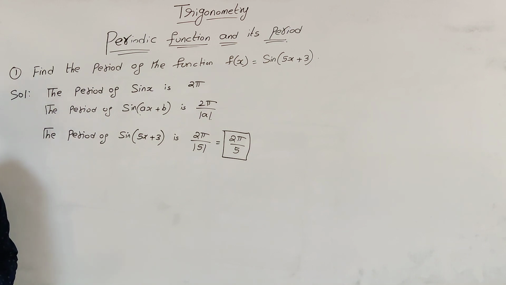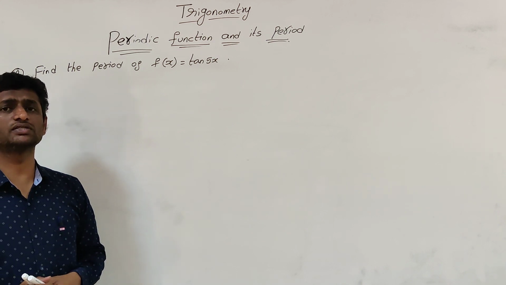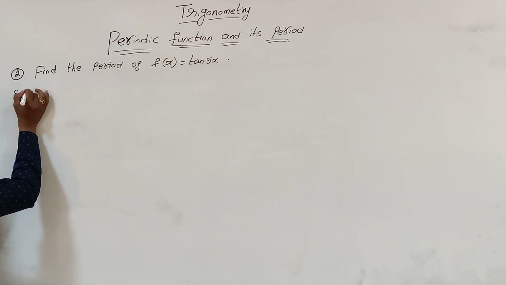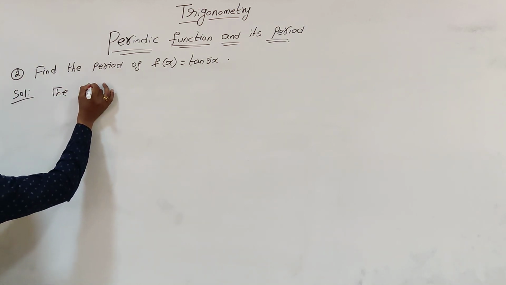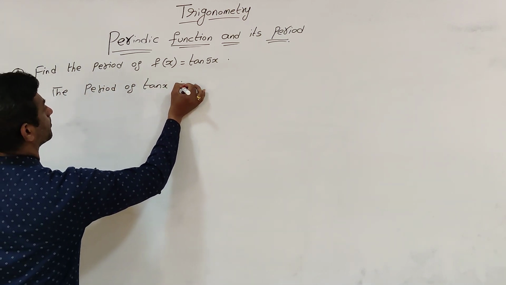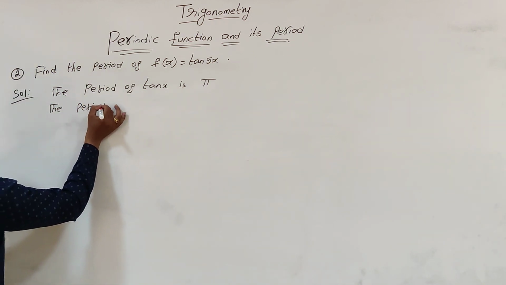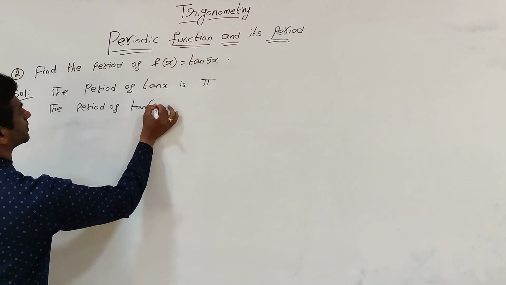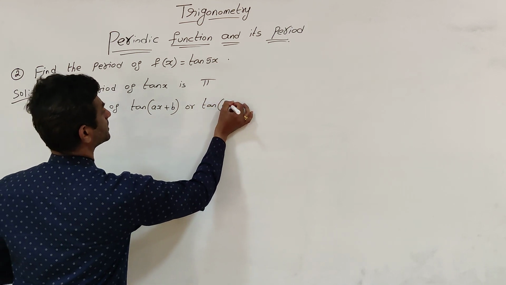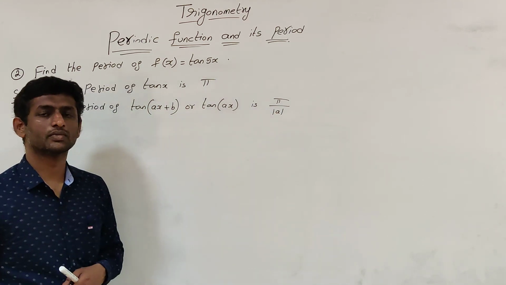Next question. Find the period of the function f of x is equal to tan of 5x. The period of tan x is pi. The period of tan of ax plus b, or tan of ax, is pi by mod a, where a is the coefficient of x.